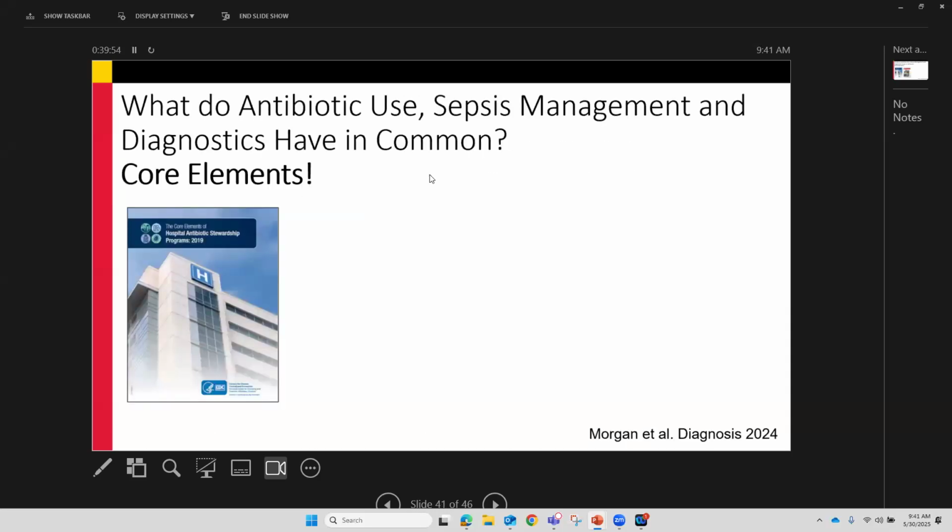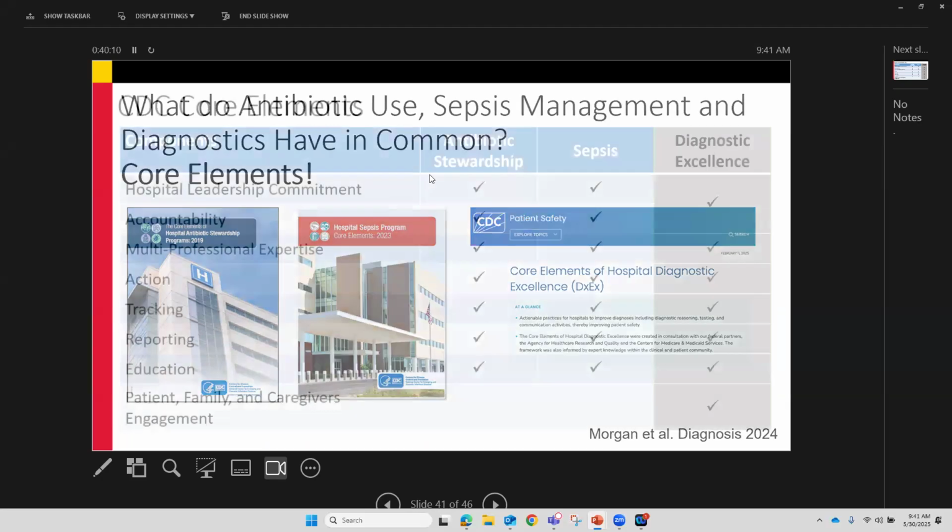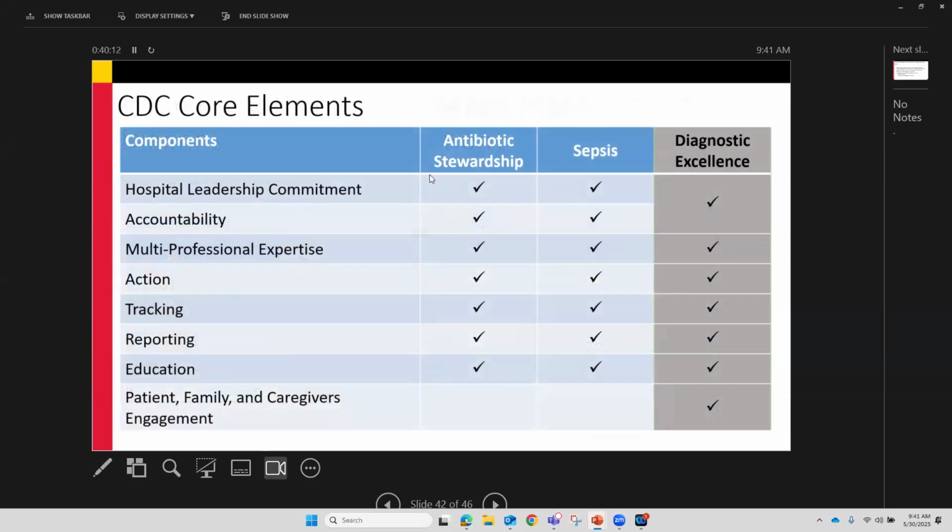Okay, so I'll just mention the core elements. Antibiotic use, sepsis, and diagnosis all have in common that these are processes that occur across the hospital. They're not a single group, and they have core elements. So these are the core elements of diagnostic excellence that's on the CDC website. It has a lot of the same ideas that are present in the antibiotic stewardship core elements, but it also has an increased focus on patient, family, and caregiver engagement.